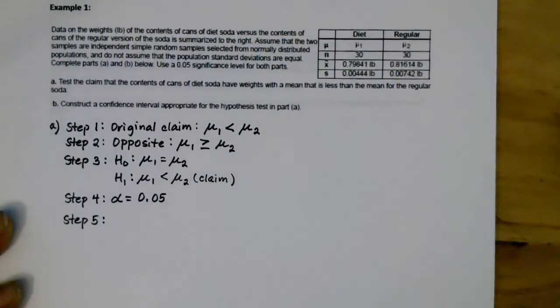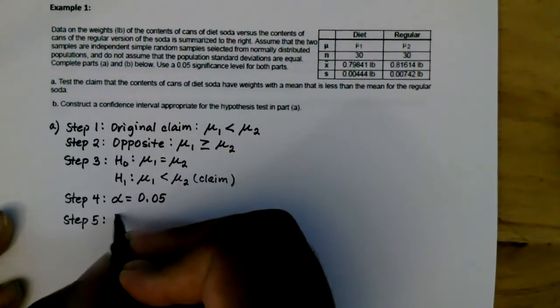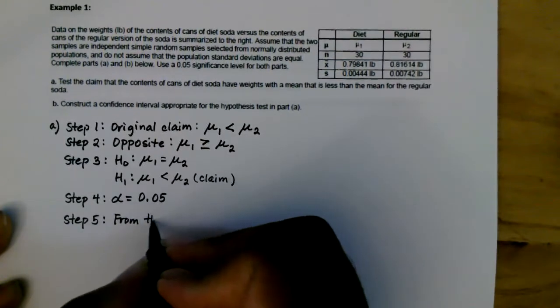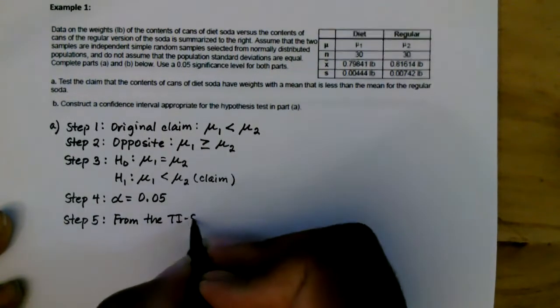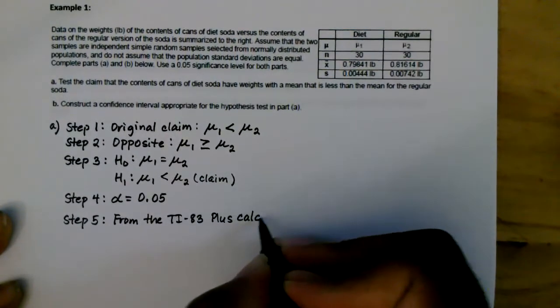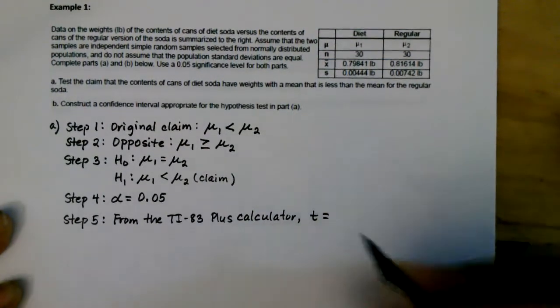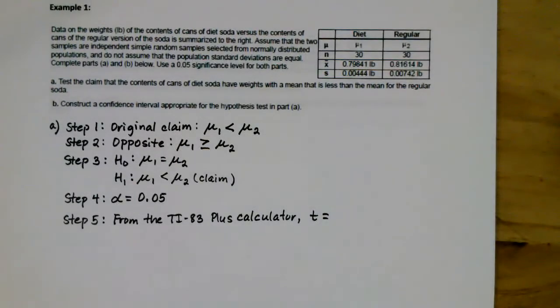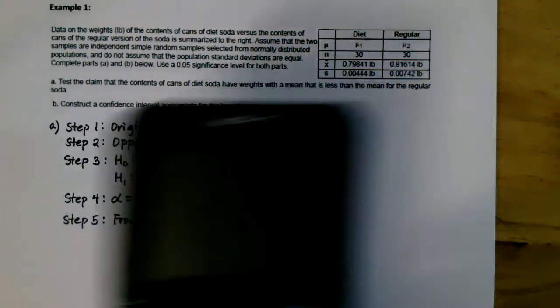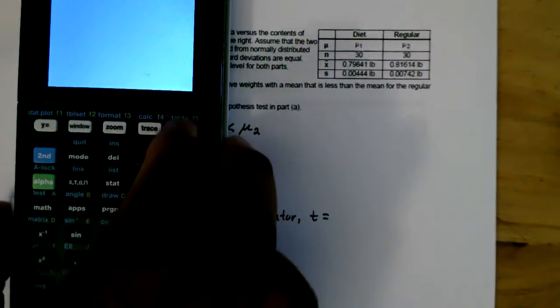Now, step number 5 is calculating the test statistic. Here we can use the TI-84 or TI-83 Plus calculator to come up with our test statistic. And this is a t-test, so we're going to get a t-test statistic. I'm going to use that table that we have here. So here's my calculator. Let me clear this out.